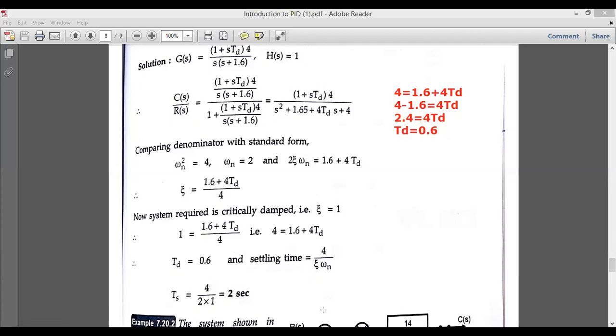Okay, so this is how we go for finding the solutions for the given problem.